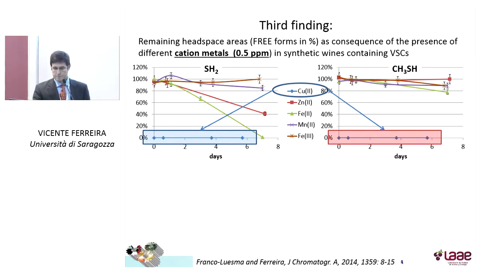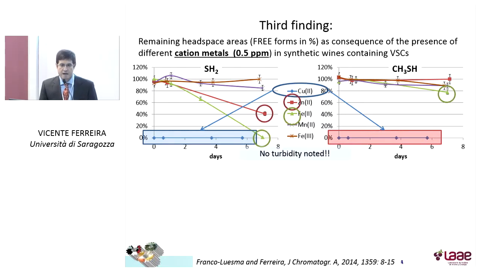E si può vedere come è ben noto del resto, con l'aggiunta di rame bivalente non abbiamo assolutamente presenza di composti solforati volatili. Also some reduction with zinc and also some reduction with iron too. E una riduzione di questi composti l'abbiamo anche con lo zinco e col ferro bivalente.